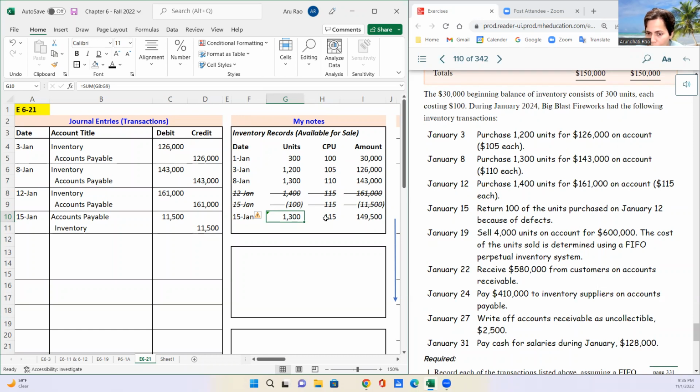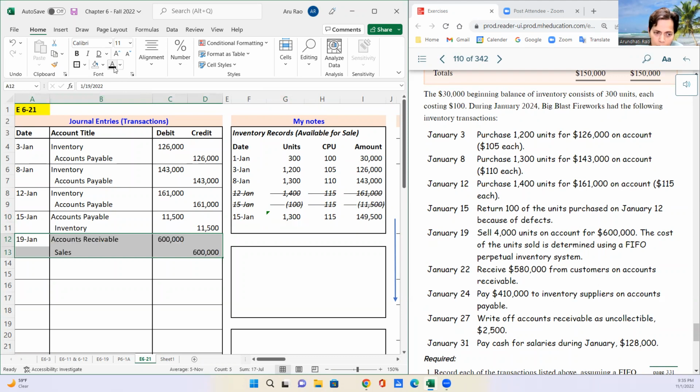Now, all of this is important for the next journal entry. The next transaction tells me that I sold 4,000 units on account for $600,000. So let me first do that journal entry to record the sale. It's on account, so accounts receivable debit, sales credit, $600,000. That part is fairly straightforward. Then continue reading: the cost of the units sold is determined using FIFO perpetual inventory.